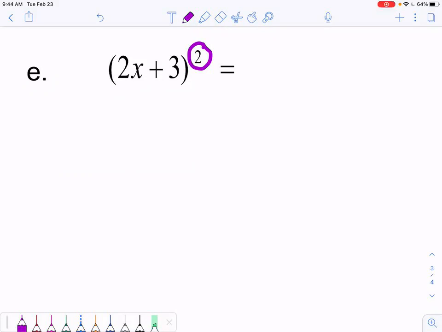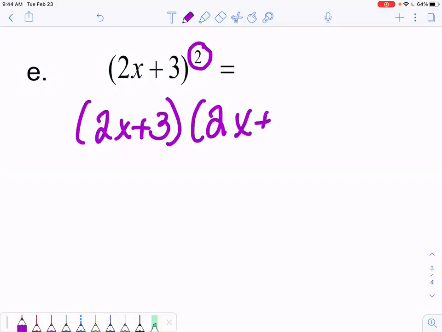It means that this is doubled. There are 2 of them. I need to write it twice. So 2x plus 3, and then another 2x plus 3. So anytime you see a little squared, that exponent means that that value, there are 2 of them. I need to double it. I need to write it twice. And then we do some FOILing.